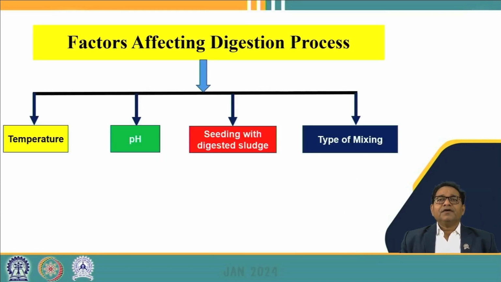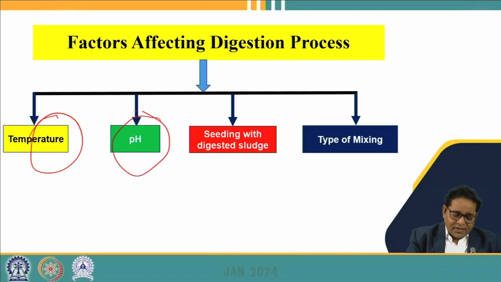And then we see what are the factors which affect the digestion process. A very important factor is temperature, which accelerates the process of digestion and can also be used as an important design tool for reducing the overall digestion period, which otherwise demands a higher capacity of digesters.